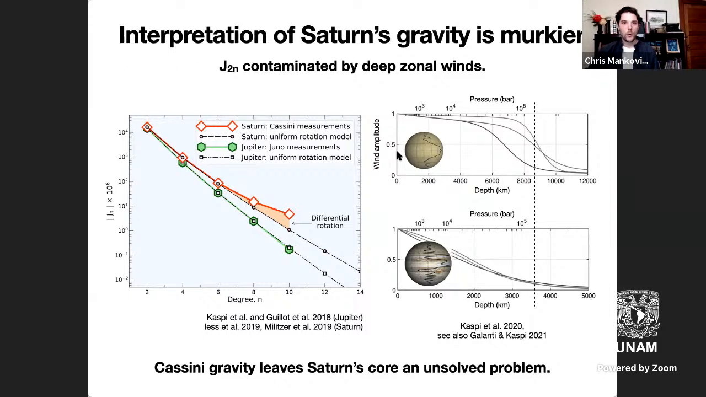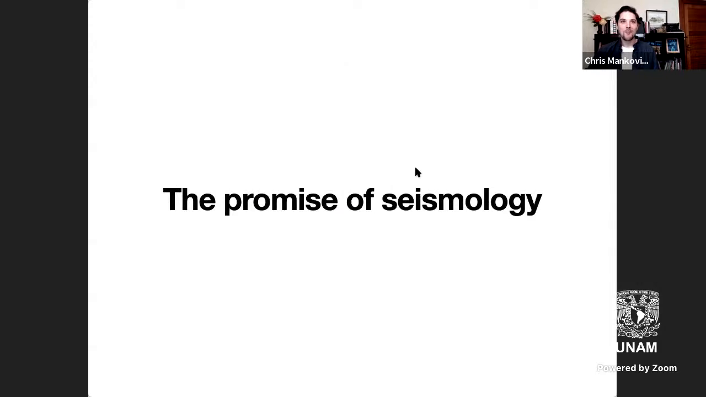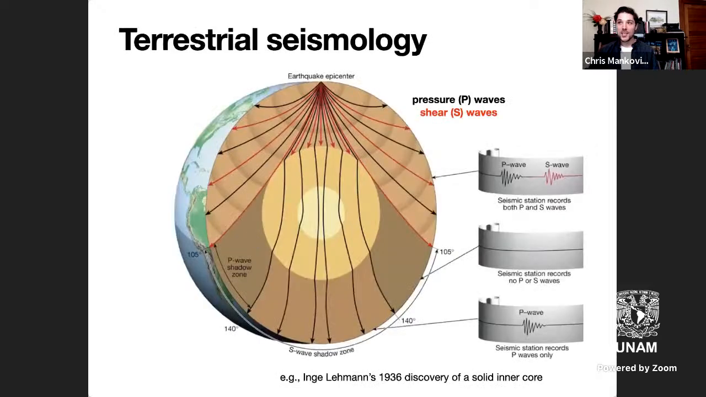So is there another way we can study this? And you've probably already guessed that I'm here to tell you yes, and how. So that brings us to the promise of seismology. Seismology would be an independent way to study this planet. We know that seismology is tremendously powerful in a number of different objects.